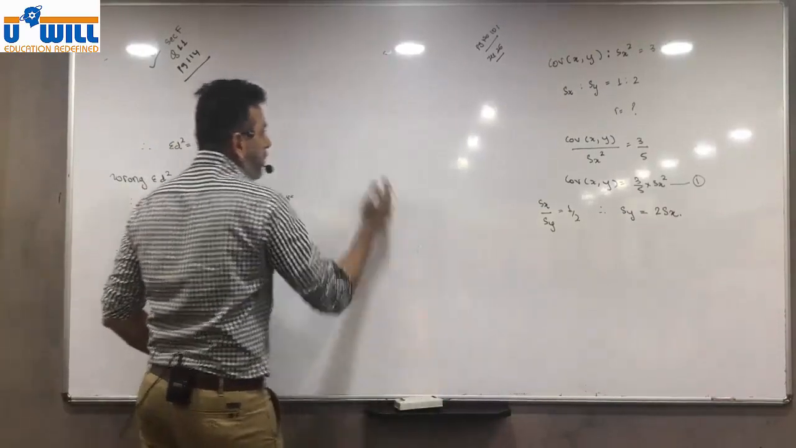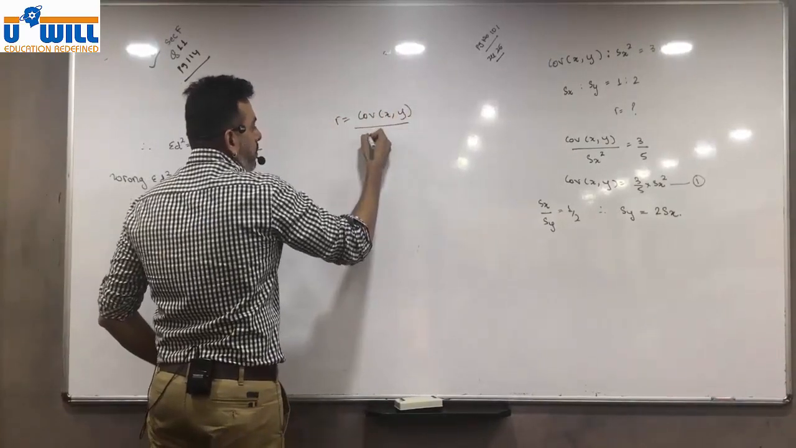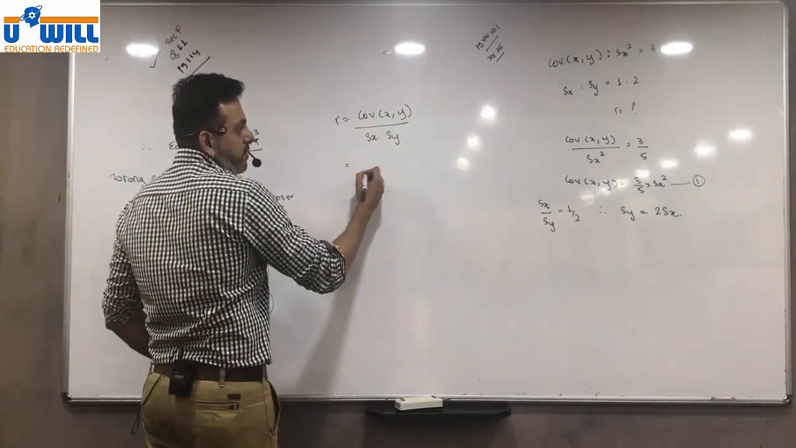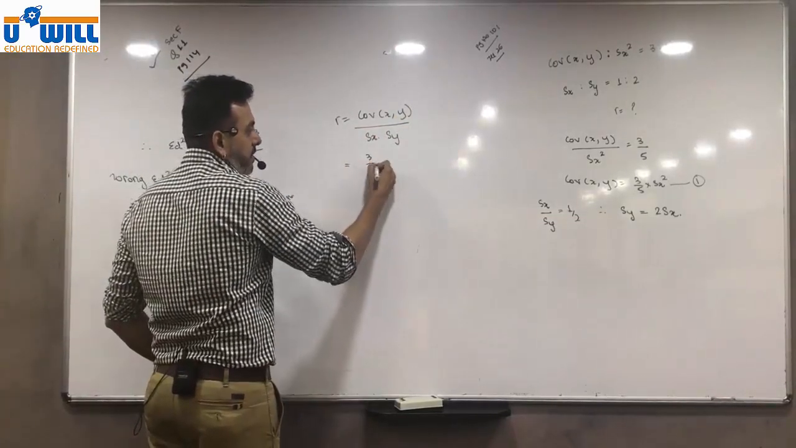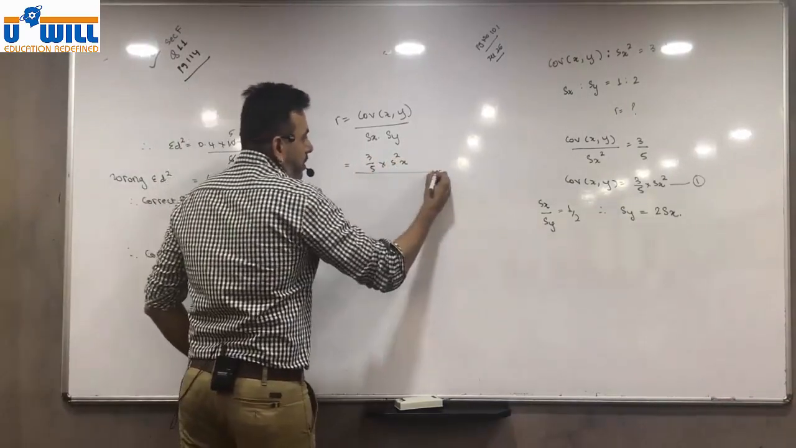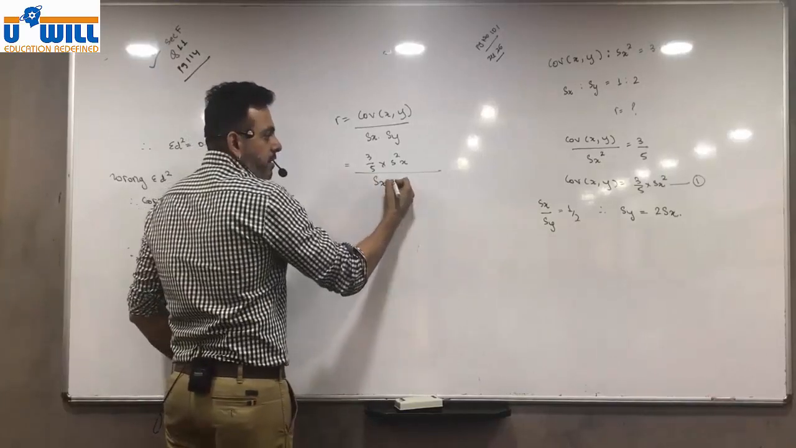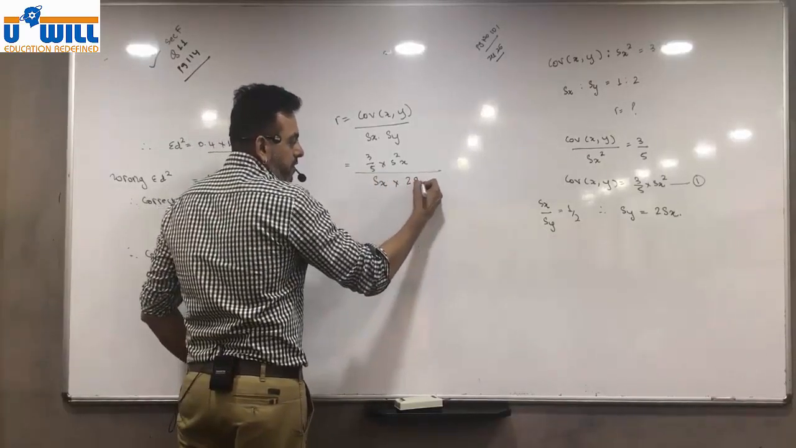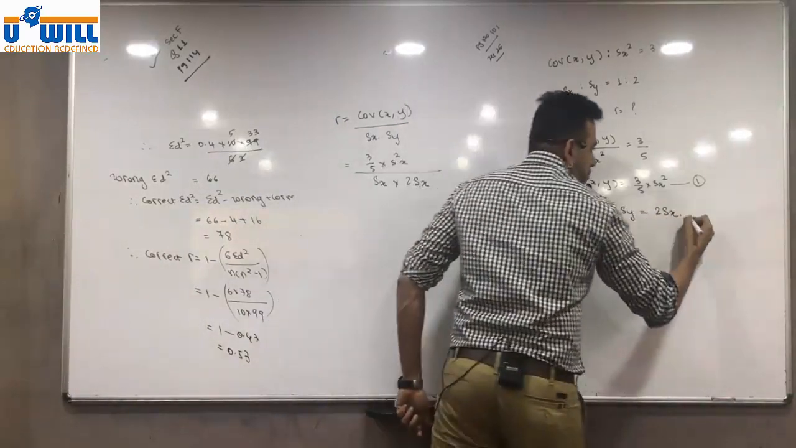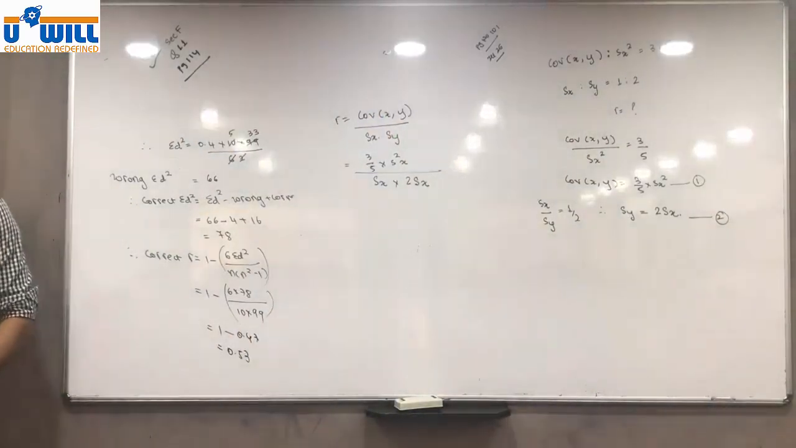Now r is equal to covariance x comma y upon standard deviation of x into standard deviation of y, which is equal to 3 by 5 into standard deviation of x square upon standard deviation of x as it is into 2 standard deviation of x. The standard deviation of y is equal to 2 standard deviation of x. Did everyone get this? No?